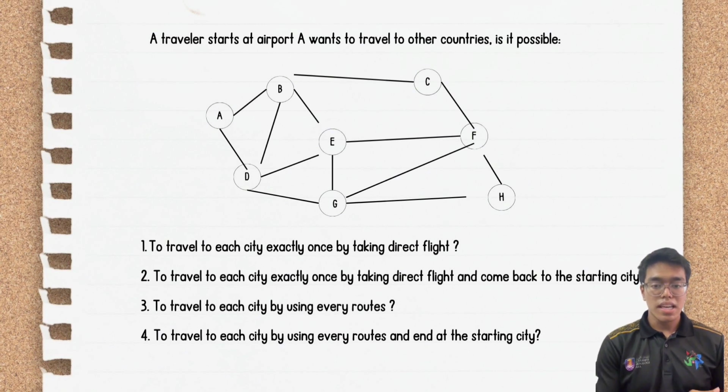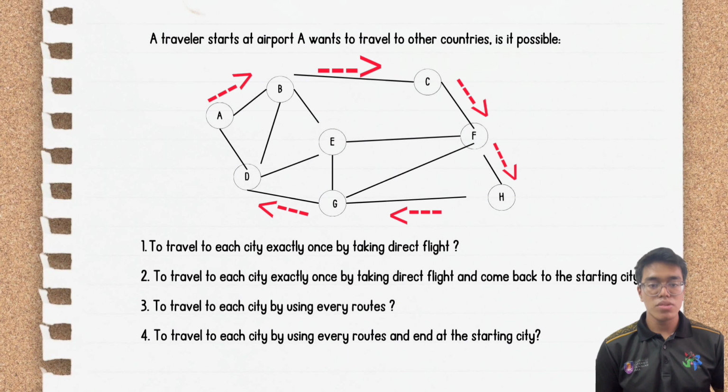So like the question says, the traveler begins his journey at A. So we need to start from A, then to B, then to C, then to F, then to H, then to G, then to D, then to E. So we have visited all the vertices once, like the question asks. There is actually more than one way to solve this question, because the rule is just to visit each vertex once. So you can start from A to B, or you can start from A to D.